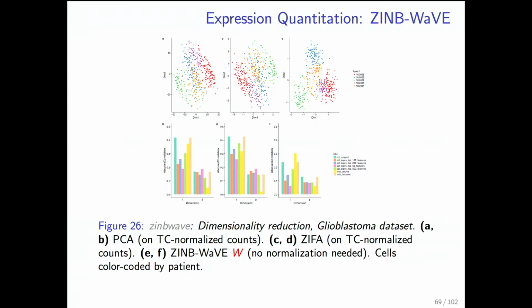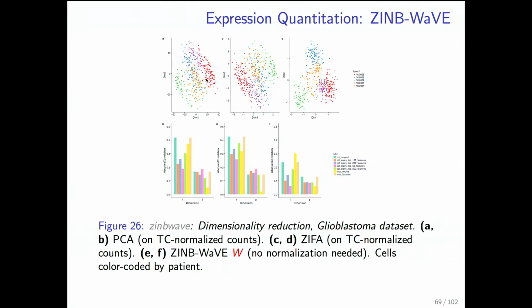So this is a plot to this figure. We look at dimensional reduction for a glioblastoma single-cell RNA-Seq data set. The cells are from 5 different patients. And here we're comparing dimensional reduction based on ZinB, the W matrix, with 2 factors, to dimensional reduction based on principal component analysis with total count normalization, and zero inflated factor analysis with total count normalization. And for ZinB, we don't need any prior normalization. It's done as part of the model.